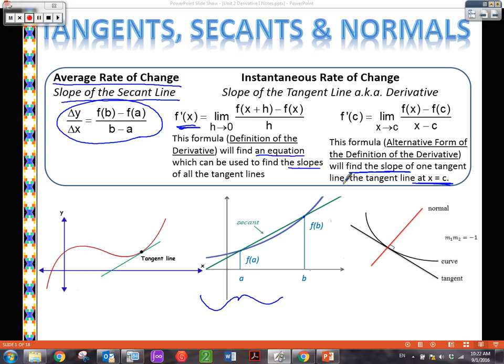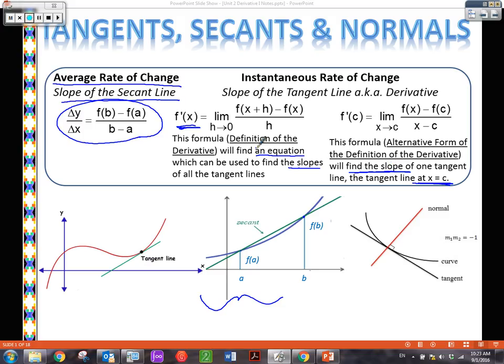Now, I want to be real specific. I need you to know their names, which one is which. This one is the classic definition of the derivative, and this one is the alternative form of the definition of the derivative, because on the formula quiz I will ask you by name. And if you give me the wrong one, that's not going to be good for your formula quiz grade. Okay, you need to know which is which.